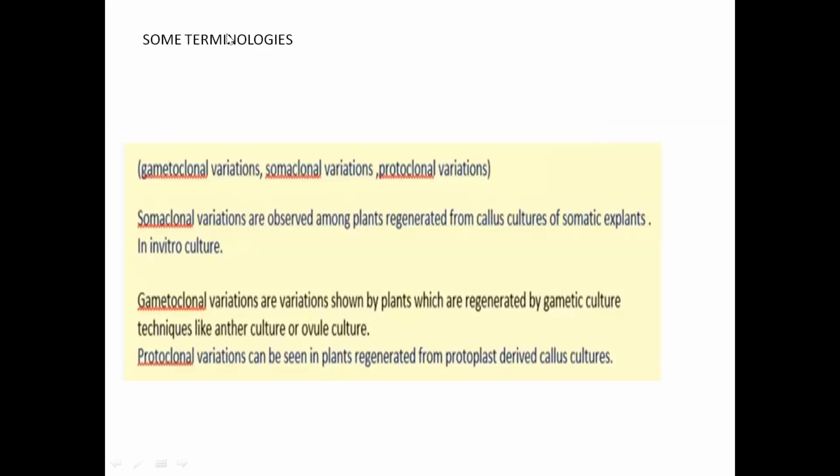So we have different terminologies: gametoclonal variation, somaclonal variation, protoclonal variation. So somaclonal we have seen, gametoclonal are variations which are shown by gametic culture. We have haploid culture. You will have a detailed theory aspect of it. So haploid culture is when the explant is a haploid tissue like anther or ovule, the tissue of the ovule, the ovary. So the egg, the actual megagametophyte which you see inside. So those are all haploid parts of the tissue.